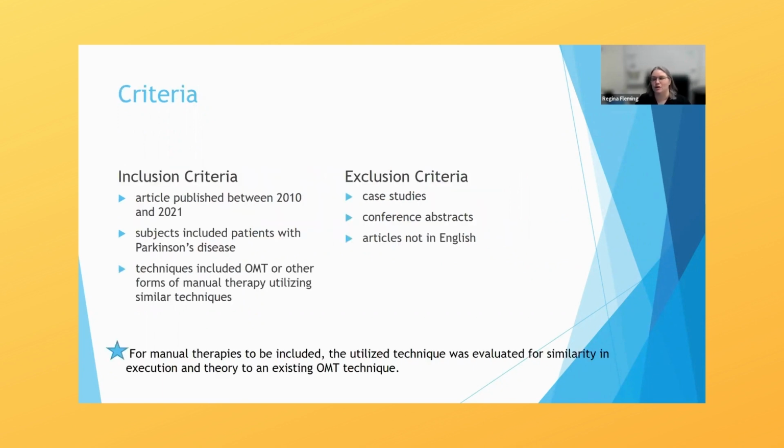Their inclusion criteria was that the article had to be published between 2010 and 2021. The subjects had to be patients that had Parkinson's disease, and the techniques used had to include OMT or some other form of manual therapy. For the manual therapies to be included, it had to be very similar to an existing OMT technique already. Now, their exclusion criteria when they did their search was case studies, any conference abstracts, and then obviously any article that they were not able to decipher, in this case not written in English.